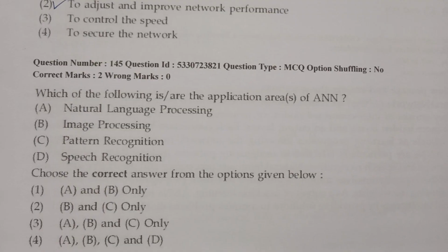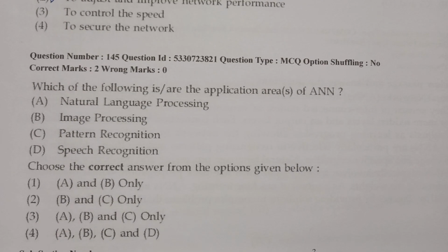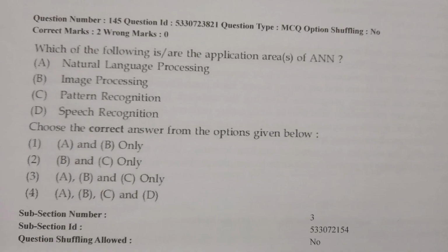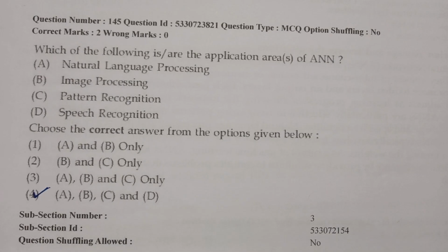Which of the following is an application area of ANN? It is used in natural language processing, image processing, pattern recognition, and speech recognition. So all 4 is the correct answer. So the correct option is option number 4.